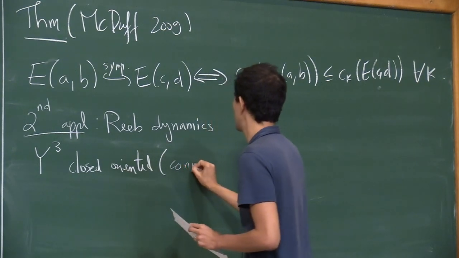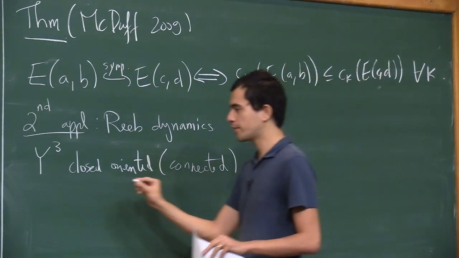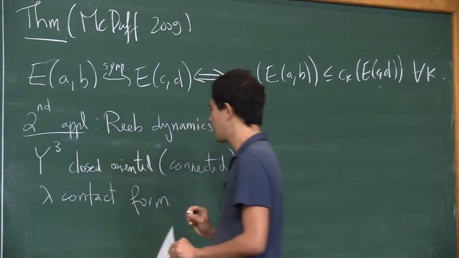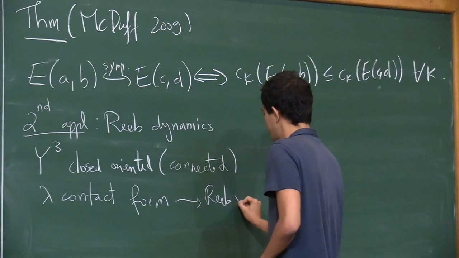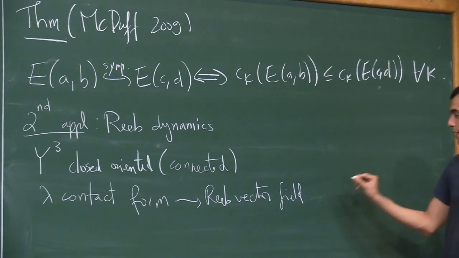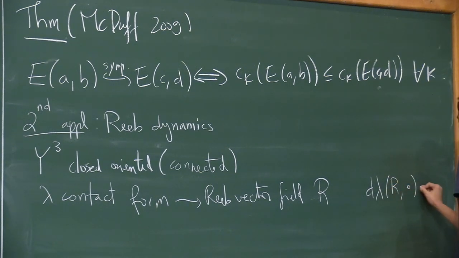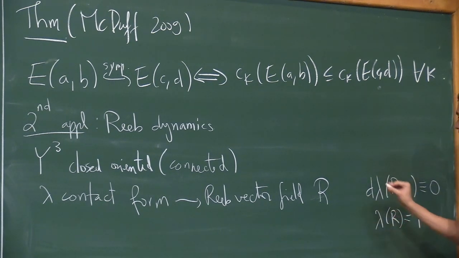And sometimes, you know, we want to assume it's connected, but that's less important. And let's choose a contact form. Let's fix a contact form on it. And recall that when you have a contact form, that gives rise to a vector field called the Reeb vector field, which is the unique vector field in the kernel of lambda. So this defines a vector field up to scaling. There's only one direction that is in the kernel of lambda, with the additional normalization property that lambda of R equals 1.